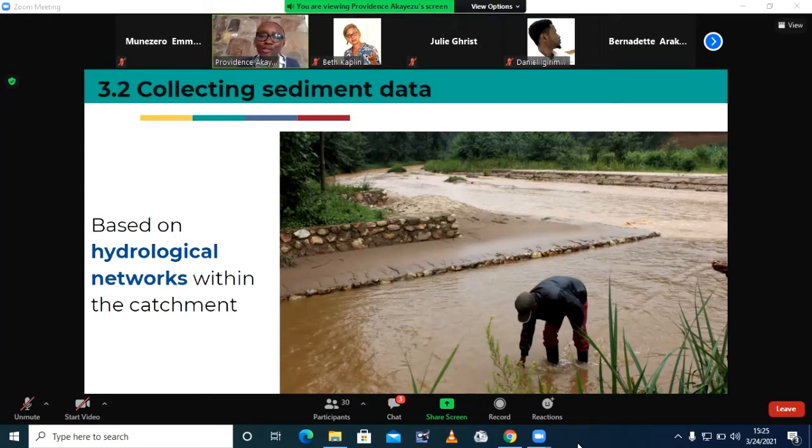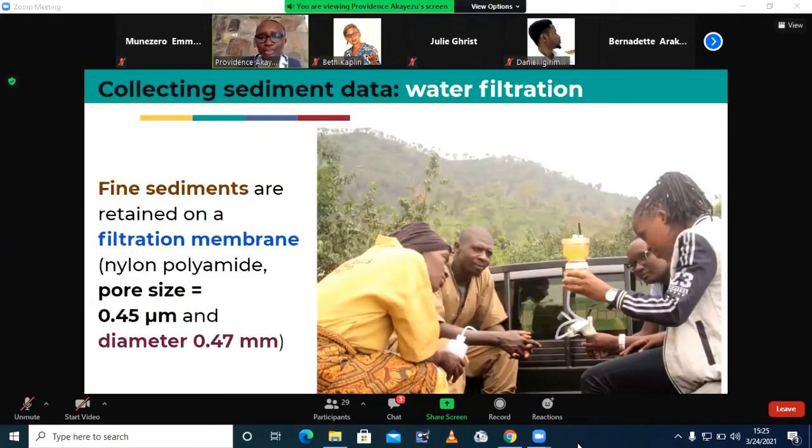And as you can see, we worked with the local people, with the government, with the communities to help reach the sites, but also to collect the samples. And after collecting the water, it wasn't done like that. We had to filter the water, to retain the fine suspended sediments on the filtration membrane. It was a very fine membrane, to retain even small particles.